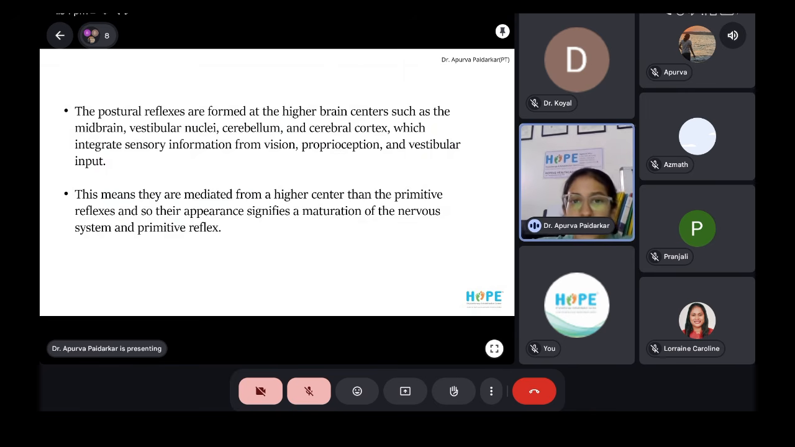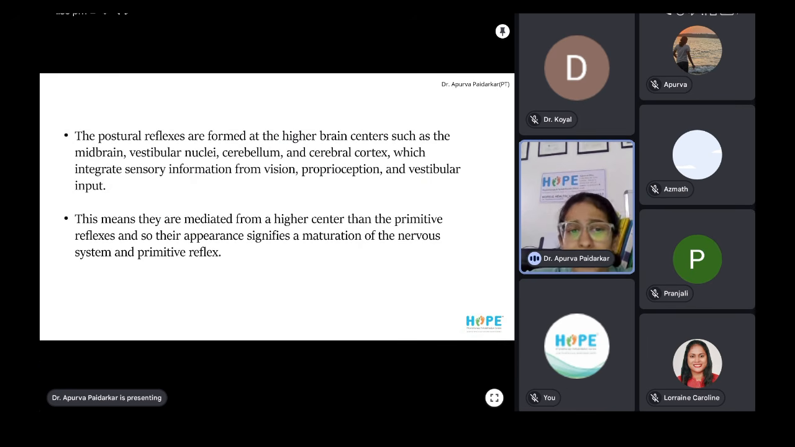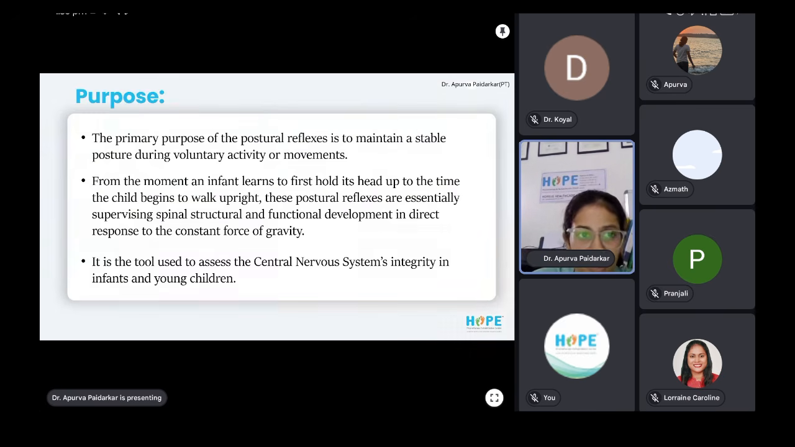So the postural reflexes are formed at the higher brain centers such as midbrain, vestibular nuclei, cerebellum, and cerebral cortex, which integrate sensory information from vision, proprioception, and vestibular inputs. This means they are mediated from higher centers than the primitive reflexes, and so their appearance signifies a maturation of the nervous system and of the primitive reflexes.